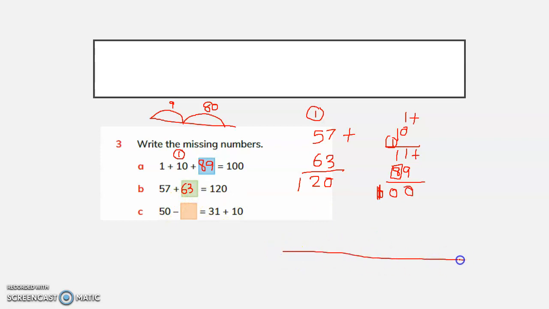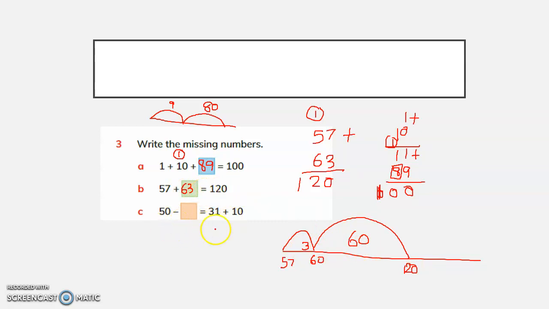Or else we can use a number line. 57 plus 3 is 60. If we add 3 to 57, you get 60. If we add 60 to 60, we get 120. 120 is the double of 60. So 60 more. So 60 plus 3 is 63.